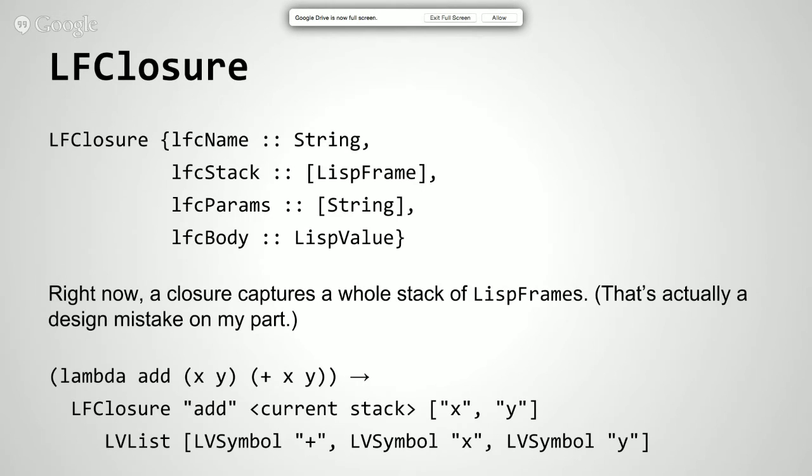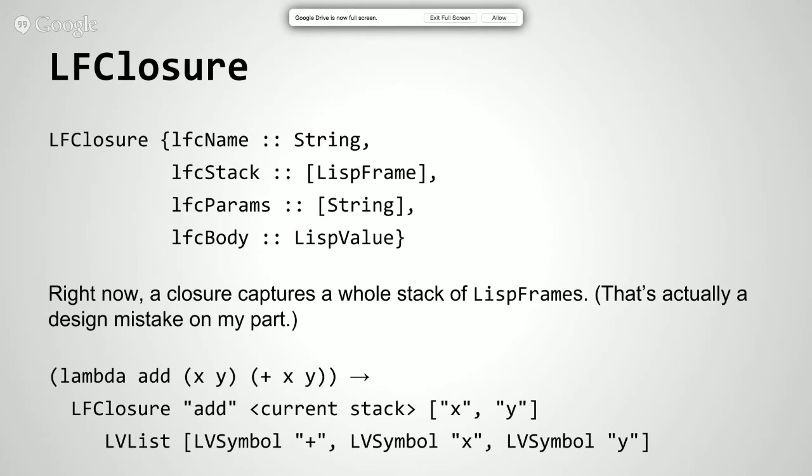And finally, we have LF closure as the third case of Lisp functions. It's got a name, that's a string. It's got a stack to capture local variables, which a closure has to do. That's actually a design mistake on my part, because it doesn't need to capture the whole stack. It just needs to capture the most local binding, or the highest binding on the stack. It's got its parameters as a list of strings, and it's got a body.